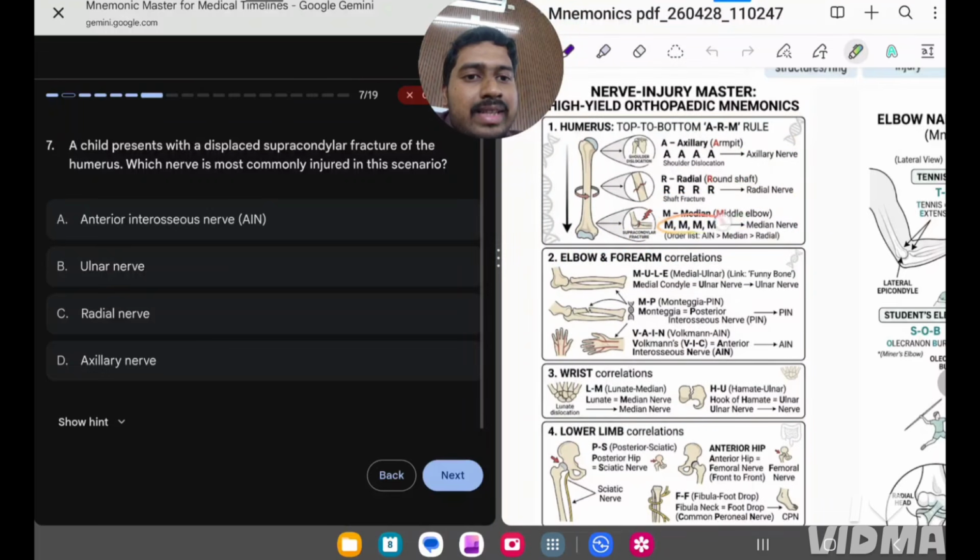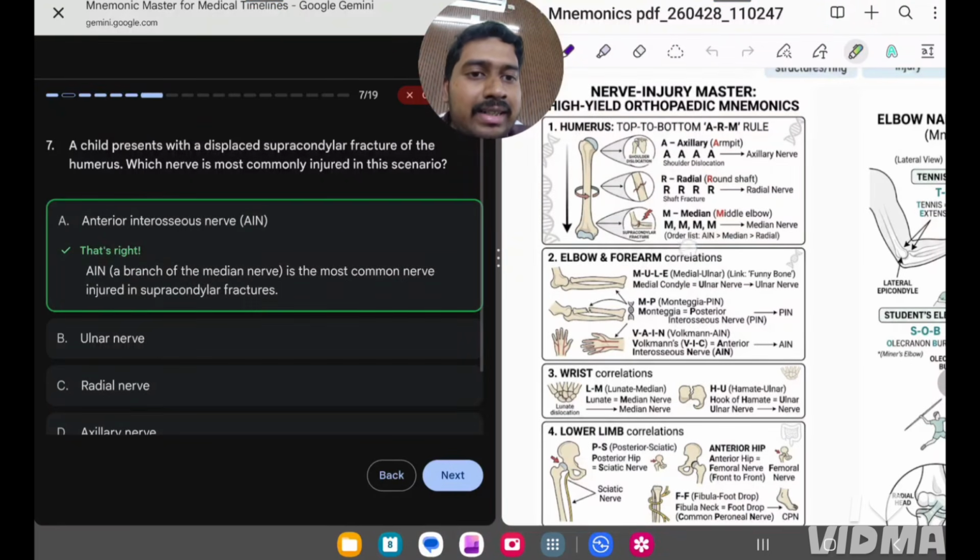Okay, so here it is M. So in median nerve injury, the most common nerve that is injured is anterior interosseous nerve, then median nerve, then radial nerve. Okay, this is the most common list. So in supracondylar fracture we have either median nerve or anterior interosseous nerve. So our answer is anterior interosseous nerve.